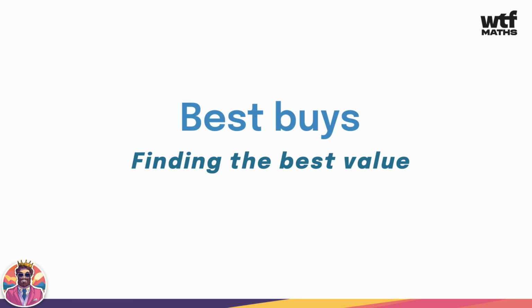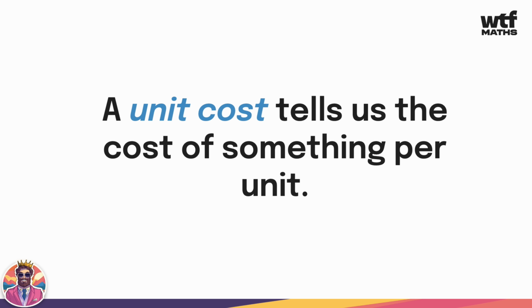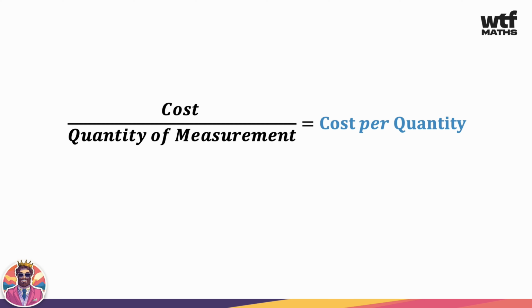Hello, today we're looking at best buys and we're trying to find the best value for your money. So a unit cost tells us the cost of something per unit. We can work this out quite easily by using this little formula. The cost of an item divided by the quantity of measurement is the cost per quantity.